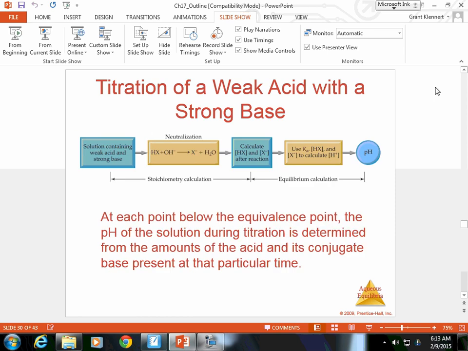So what we've done before is we've had to do the stoichiometry calculation with the weak acid and the strong base, figuring out moles and liters using molarity. And then you're going to have to use your equilibrium calculation to help figure out pH. And we will do an example of this in the 16.2 worksheet.